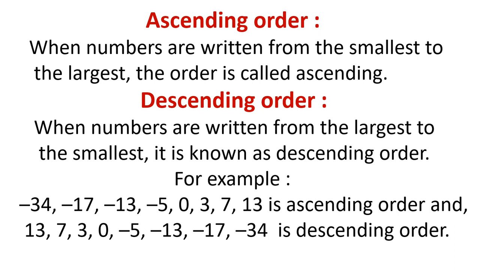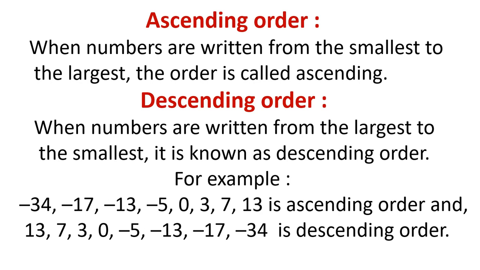Ascending order. When numbers are written from the smallest to the largest, the order is called ascending. Descending order. When numbers are written from the largest to the smallest, it is known as descending order. For example, minus 34, minus 17, minus 13, minus 5, 0, 3, 7, 13 is ascending order, because minus 34 is the smallest number and 13 is the largest number. So the smallest number is written first and the largest number is written last. This is the ascending order.